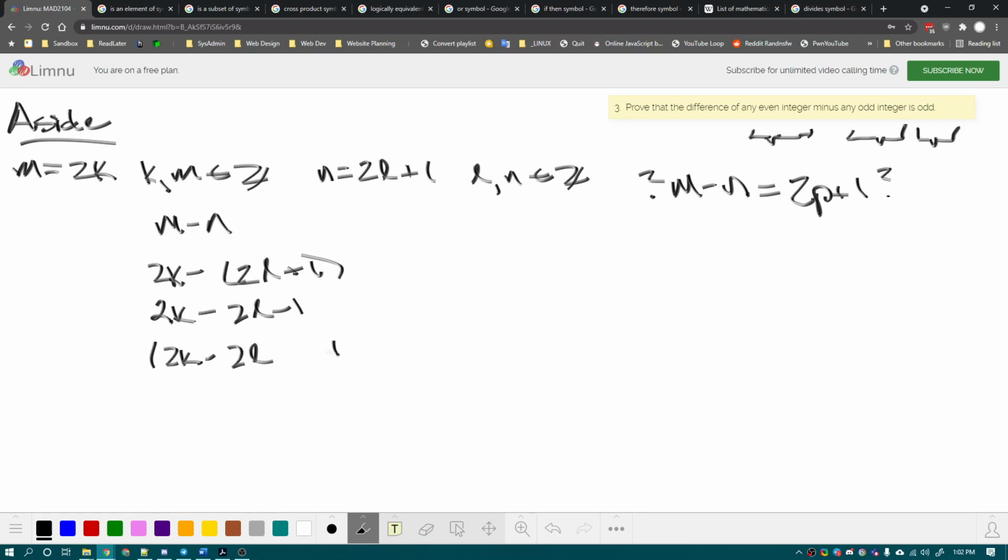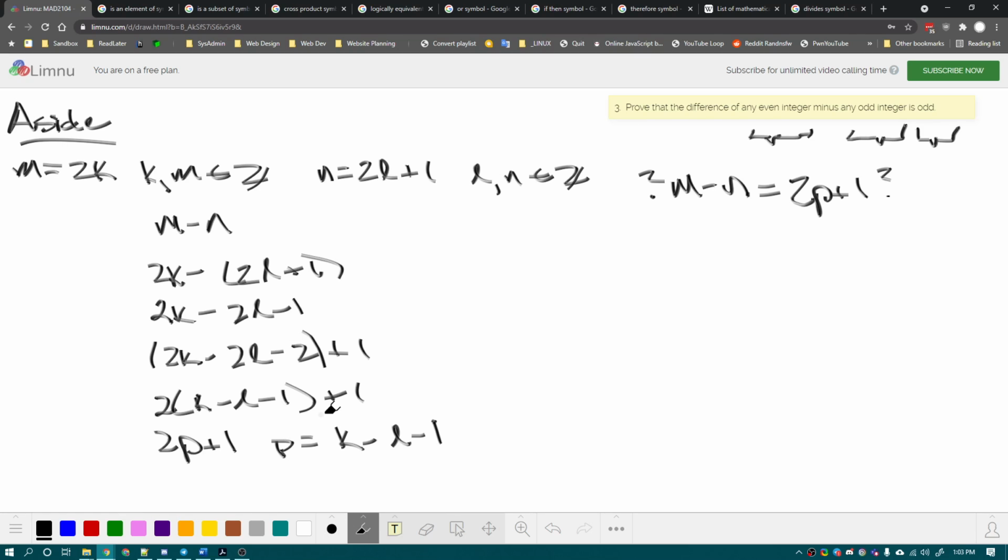So I want plus 1 on the outside of this parenthesis. So how do I get from plus 1 to negative 1? Well, I subtract 2, because minus 2 plus 1 is negative 1. I notice that I can factor out a 2 out of the parentheses, so I get 2 times k minus l minus 1, plus 1. And finally, that is equal to 2p plus 1, where p is equal to k minus l minus 1.